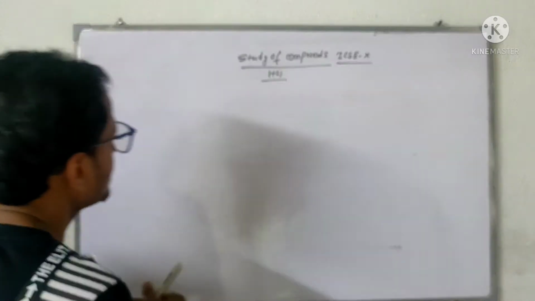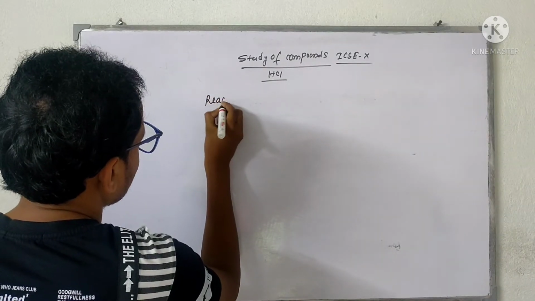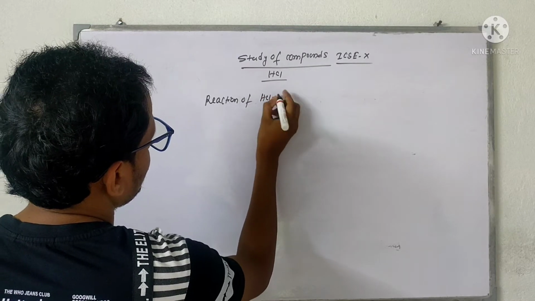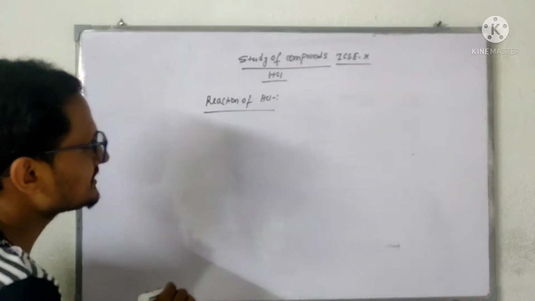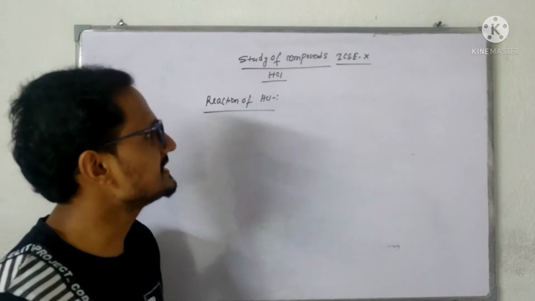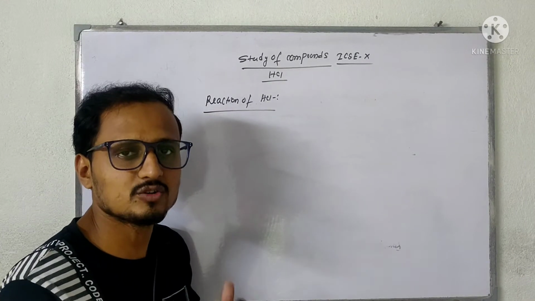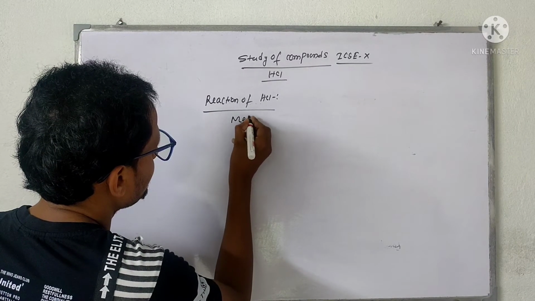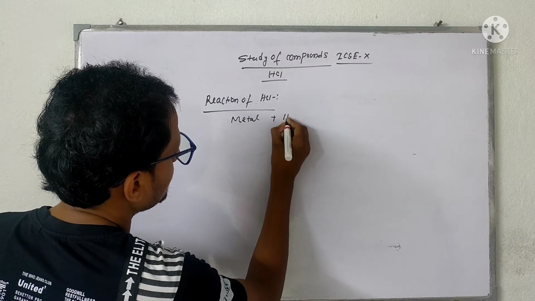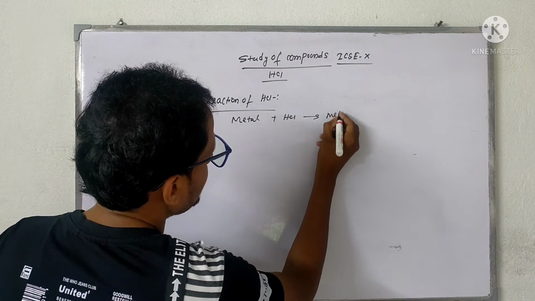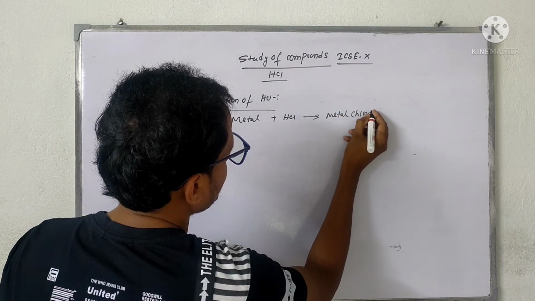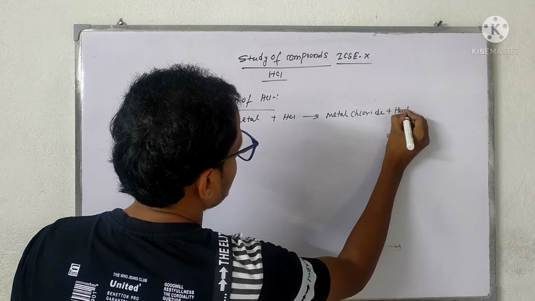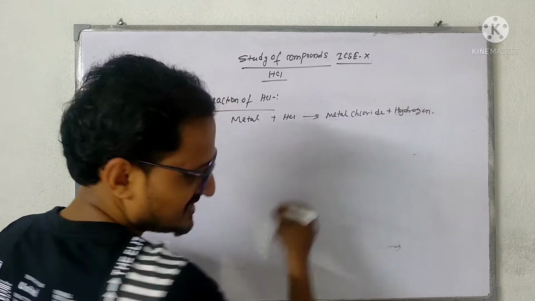Okay, so reactions of hydrogen chloride. Now the first reaction is that when HCl reacts with a metal, it forms metal chloride plus hydrogen gas. Okay, metal plus HCl forms metal chloride plus hydrogen. Okay, so this is the method.